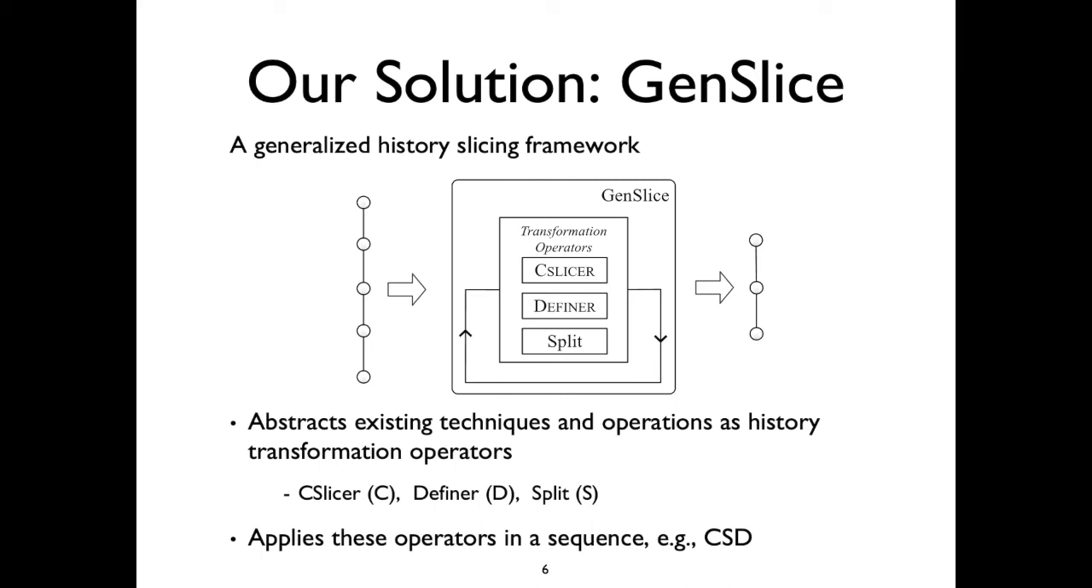To explore different sequencing, GenSlice applies these operators in a loop style. Each run of the loop is a transformation sequence. For example, sequence C, S, D means first running CSlicer, then splitting its result, and finally running Definer on top of the splitting result. With different orders and occurrences of operators, GenSlice can explore any combination of semantic history slicing operations.